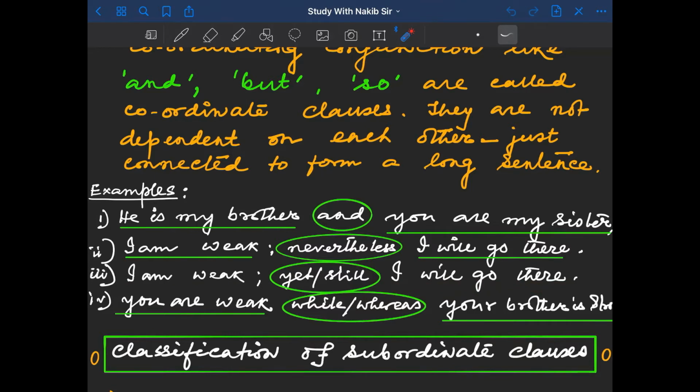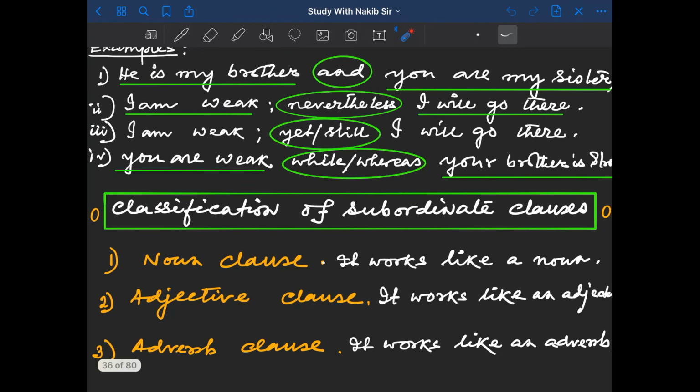Number four, you are weak while or whereas your brother is strong. So your brother is strong and you are weak. These are two coordinate clauses connected by the coordinating conjunction while and whereas. All these sentences are examples of a compound sentence, and all these are examples of coordinate clauses. Okay.